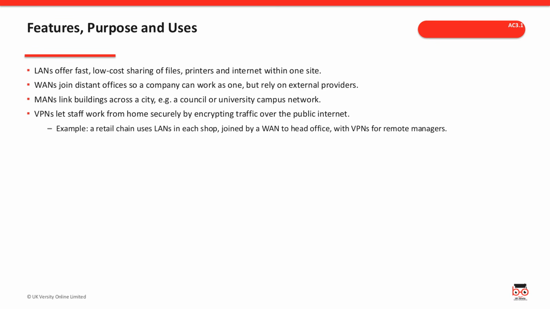Each type earns its keep in different ways. LANs give you fast, low-cost sharing of files, printers, and internet within one site. WANs join distant offices, so a company can operate as one, though they lean on external providers. Metropolitan networks link buildings across a city, such as a council or a university campus. And VPNs let staff work from home securely by encrypting their traffic over the public internet. A retail chain shows all of this at once: a LAN in each shop, a WAN back to head office, and VPNs for managers working remotely.